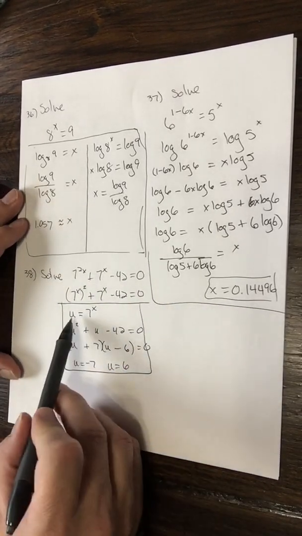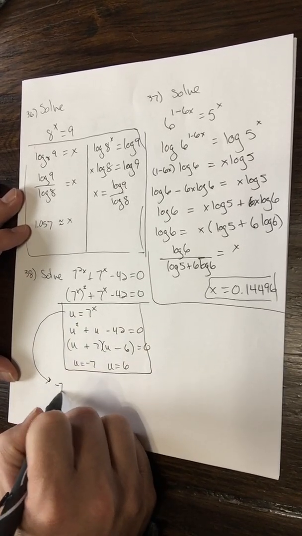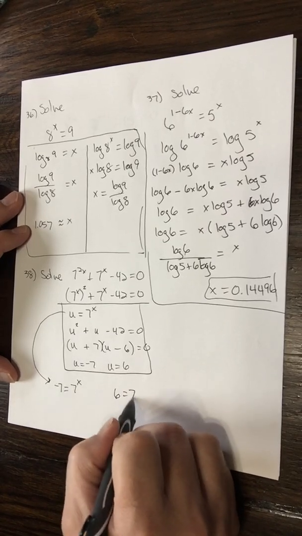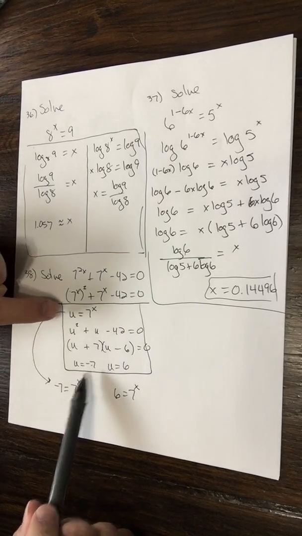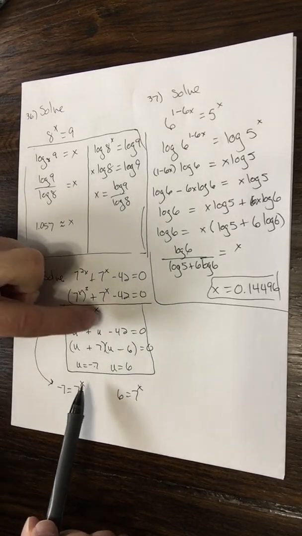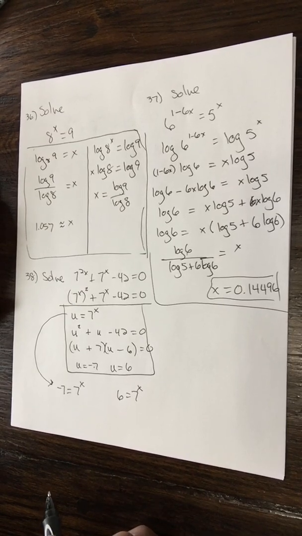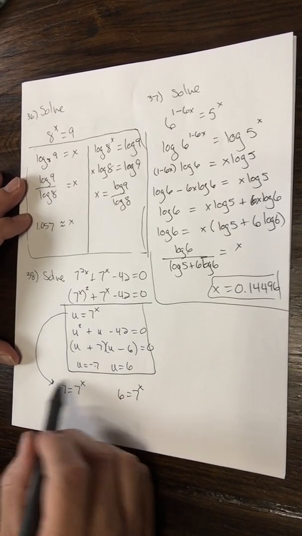So here's the case. Since u is equal to 7 to the x, -7 is equal to 7 to the x, and 6 is equal to 7 to the x. Whatever you get as an answer, you just put it right there and solve this. All right, that's the trick to the u substitution problem. So solving this would require me to, I'm going to rewrite this, right?